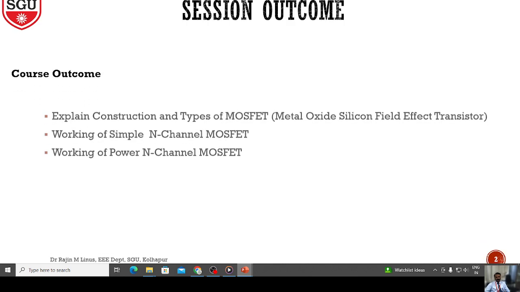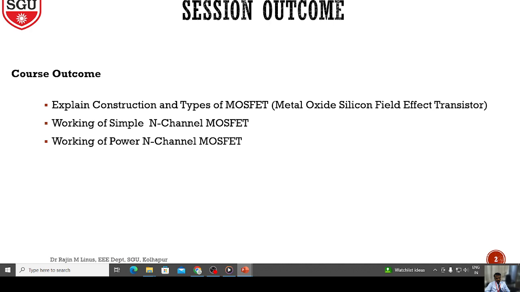In today's session, we are going to learn about the construction and working of the MOSFET, or metal oxide silicon field effect transistor, what the different types of MOSFET are, how the simple, normal, low power MOSFET works, and how the high power MOSFET is constructed.